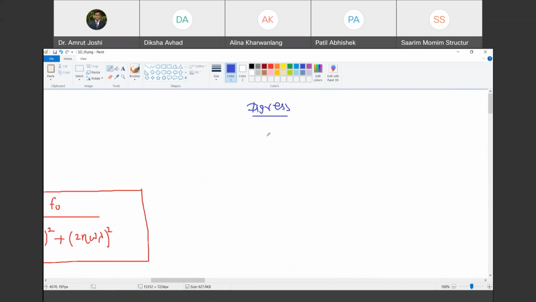Tell me, if I were to express a cos lambda t plus b sin lambda t, can I express it? Can I express this quantity as alpha sin lambda t plus phi?